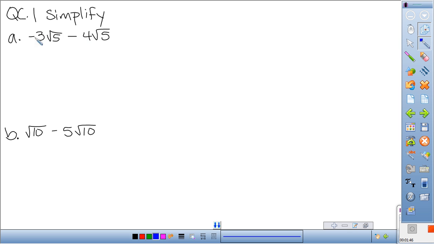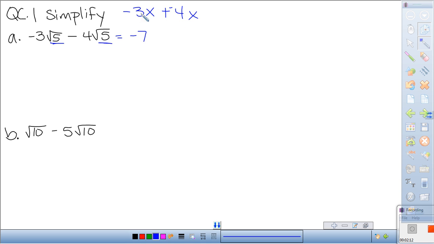Okay, let's look at these. Negative 3 square roots of 5 minus 4 square roots of 5. Again, they do have like radicands, so we know that we can add them together. And since you know these are like radicands, you can say it'd be the same as doing negative 3x minus 4x. So what would we do there? Subtraction is the same as adding the opposite. Negative 3x plus negative 4x, that's negative 7x, or in this case, square roots of 5. I have a total of negative 7 square roots of 5.